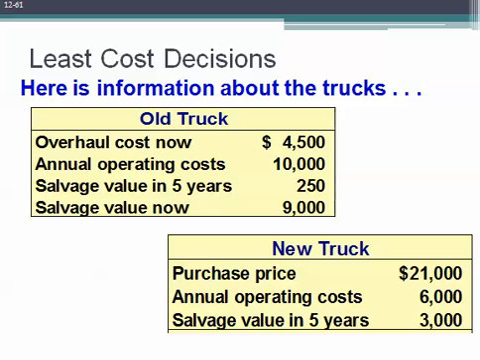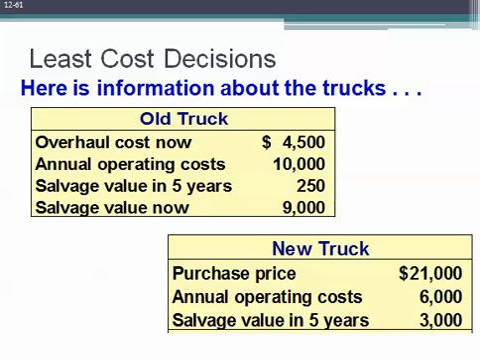Here's the information we need for our decisions. For the old truck, if we're going to overhaul it, we're going to spend $4,500 now. The old truck has an annual operating cost of $10,000 per year, and we think that there will be a salvage value in 5 years of $250. If we sold the old truck now, we could get $9,000 for it. Our other option is to purchase a new truck, and the new truck would cost $21,000. And notice it has lower annual operating costs, $6,000 a year compared to the $10,000. And we think the new truck would have a salvage value in 5 years of $3,000.